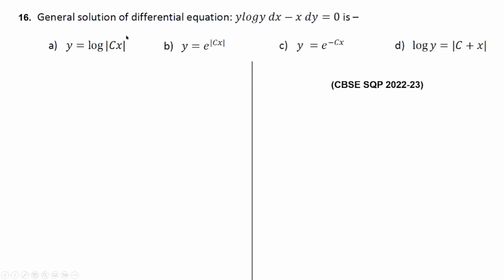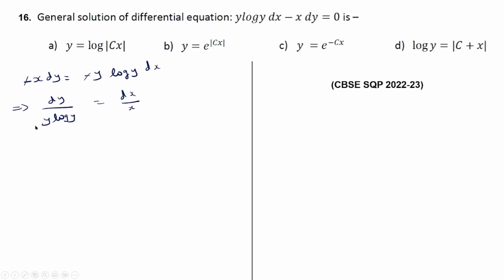Next question, general solution of differential equation y log y dx minus x dy equal to 0 is. So we have to find the general solution of this differential equation. So this y log y dx minus x dy equal to 0 can be written as minus x dy equal to minus y log y dx. So here minus minus will go. From this we get dy by y log y equal to dx by x.